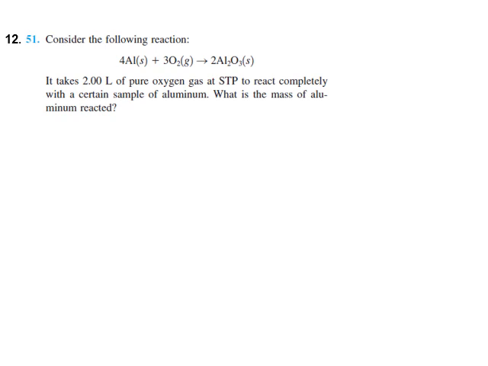Consider the following reaction: 4Al plus 3O2 gives 2Al2O3. It takes 2 liters of pure oxygen at STP to react completely with a certain sample of aluminum. What is the mass of aluminum reacted? You can look at this hopefully fairly quickly and determine this is a stoichiometry problem. We are given the volume, 2 liters, and we're given that it is at STP, so that means we're at 273 Kelvin and 1 atmosphere.